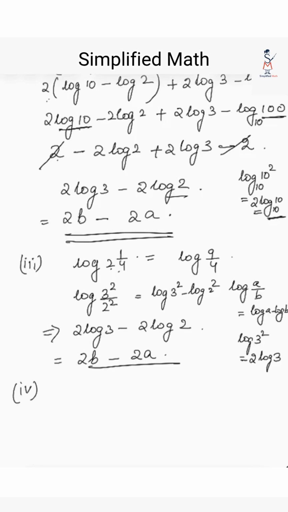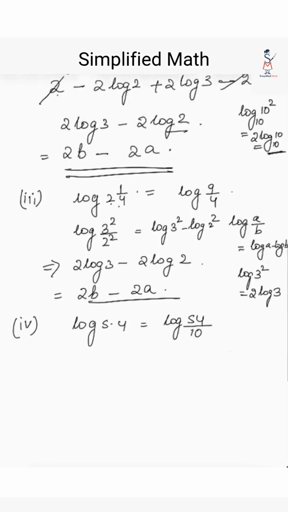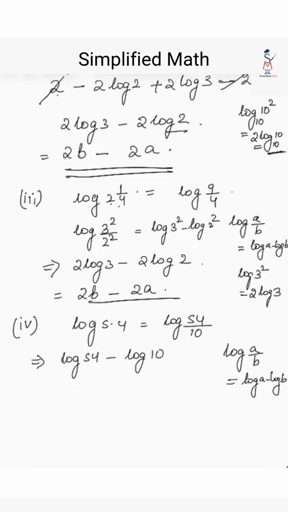The fourth one will be log 5.4. Log 5.4 again can be written as log 54 upon 10. Again using the rule of log, log a by b is log a minus log b. So this will become log 54 minus log 10. Log 54. Now we will factorize 54.